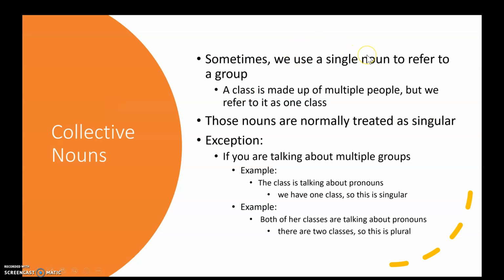We talked about collective nouns previously. Sometimes we use a single noun to refer to a group. So a class is made up of multiple people, but we refer to it as one class. If we're talking about one entity, it is treated as singular. If you're talking about multiple entities, so if you're saying JSU has many classes, because there's multiple classes, you would talk about them as plural.